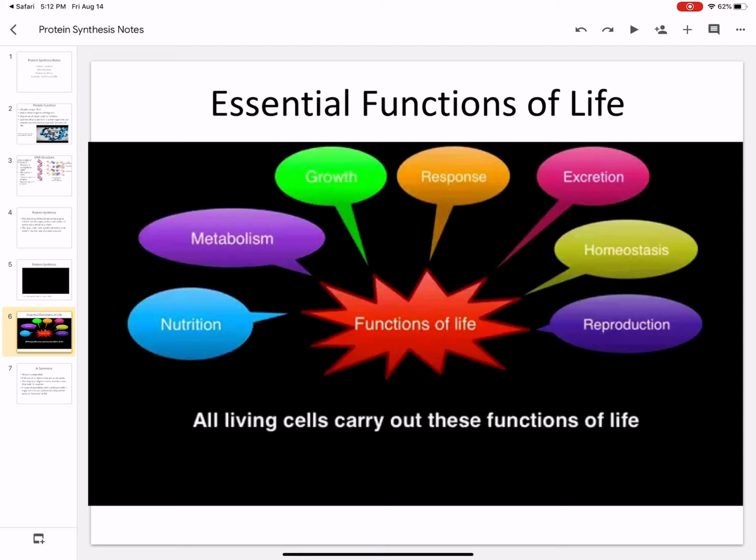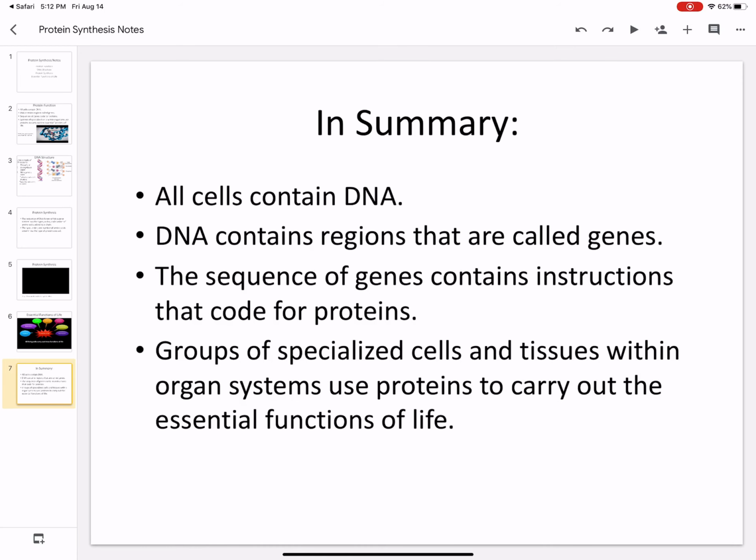So for now, you're just listing these things that are required for life. And then for the last part, I'm asking you to summarize your notes. These are the key points that I want you to get out of these notes. All cells contain DNA. DNA has sections of its bases that are called genes. These genes code for proteins, and then these proteins help cells carry out their specialized functions and tissues.